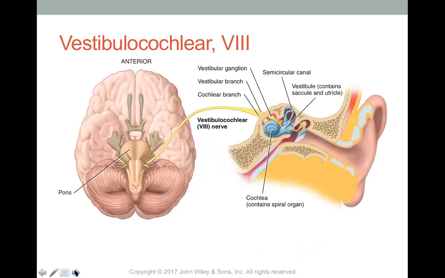Now, the vestibulocochlear nerve here, this is cranial nerve 8. It is sensory. It will carry our impulses for our equilibrium and our hearing. So it goes towards the vestibule, or towards the cochlea here, which is a spiral organ we'll talk more about for your balance in your hearing.